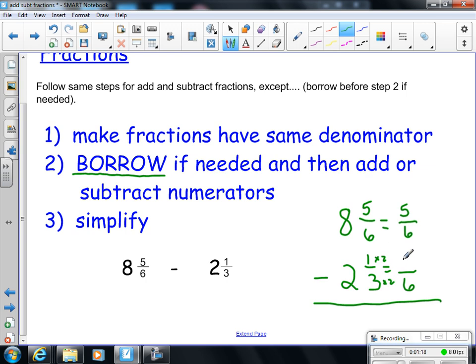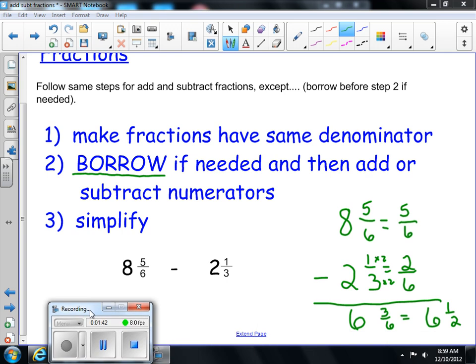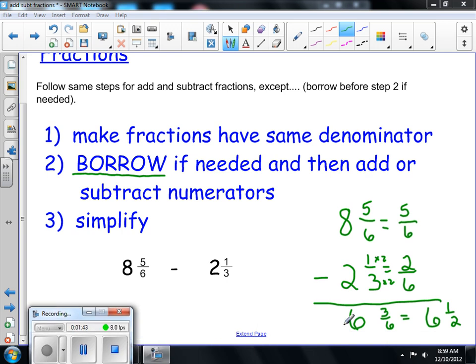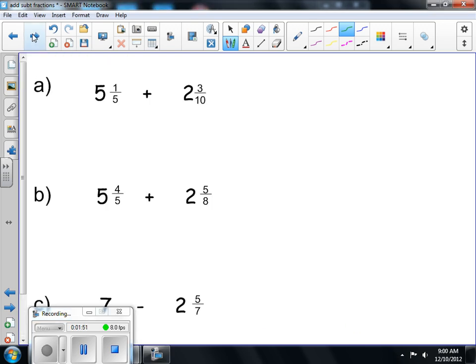Multiply both of them by 2, and this becomes 2/6. Okay, can I take 5/6 minus 2/6? Yes, it works. So I get 6 and 3/6. Can I simplify that? Yes. And I get 6 and 1/2. Okay, so in this problem, did we need to borrow? No, we did not.